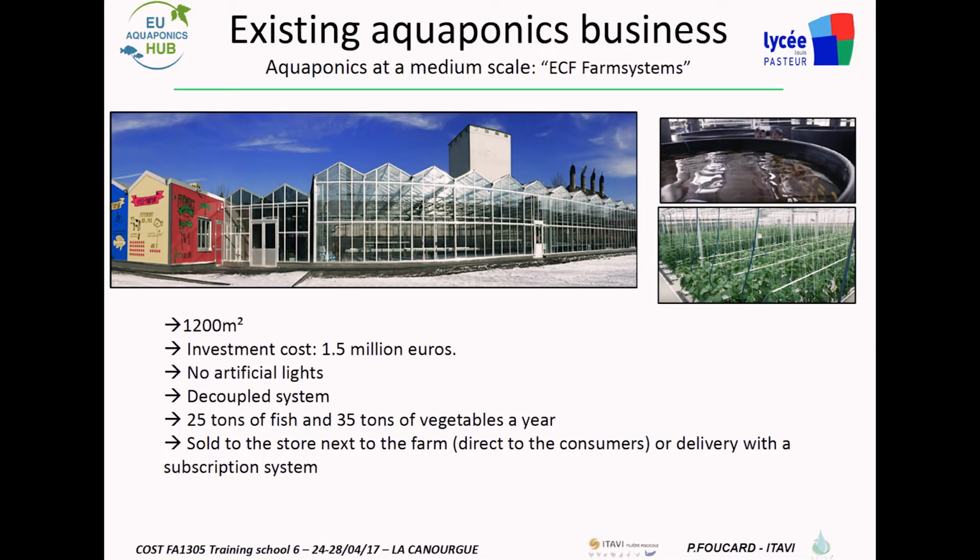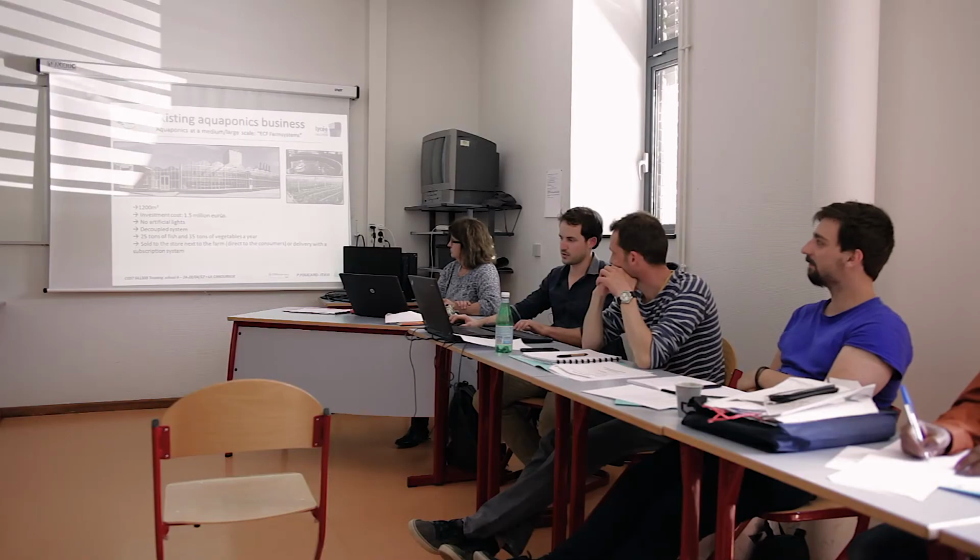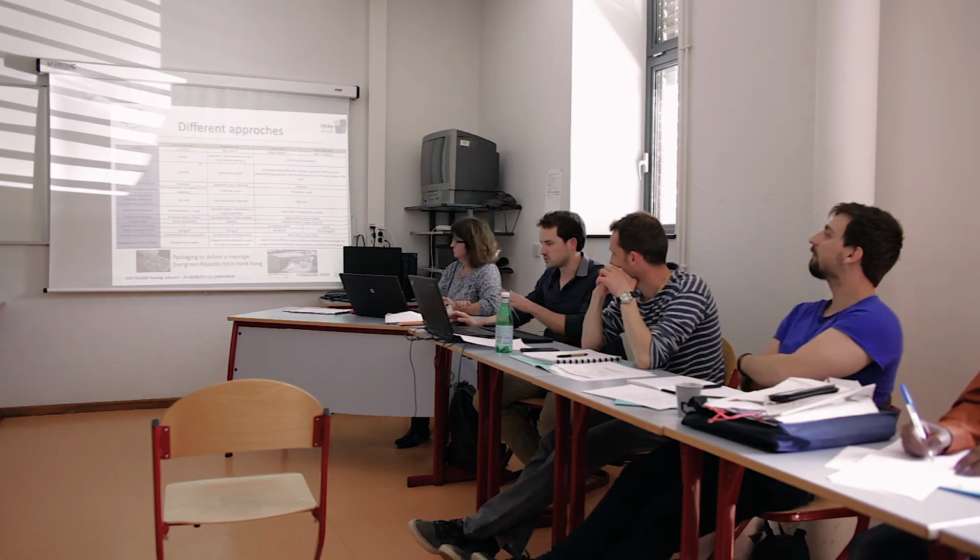Then you have aquaponics at medium, large scale ECF farm systems that I told you about. There is no artificial light. It's a decoupled system, and they add nutrients to grow tomatoes and all their vegetables. So it's a hybrid. They can reduce the quantity of nitrates and phosphorus thanks to aquaponics, but they decided to use other nutrients to have maximum productivity all year long and to avoid the difficult equilibrium that you have to reach in aquaponics. So yeah, it's a bit long.